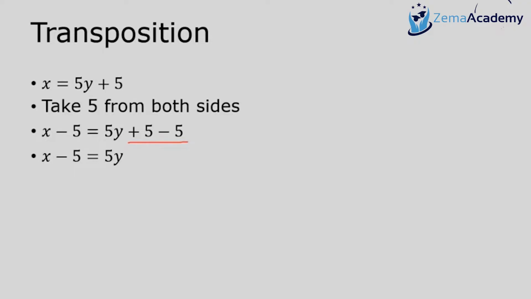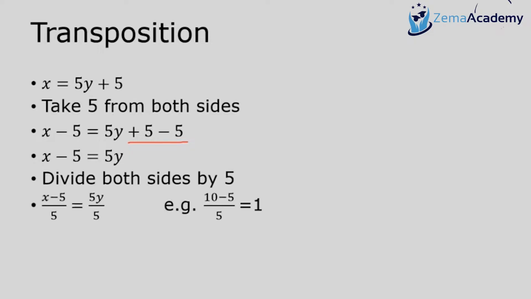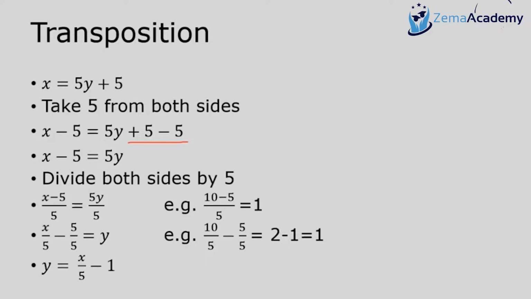But to get the y as just the y by itself, I'm now going to have to divide both sides by 5. So x minus 5 over 5 is the same as 5y over 5. And that's going to give me y equals x over 5 minus 5 over 5, which means y equals x over 5 minus 1.